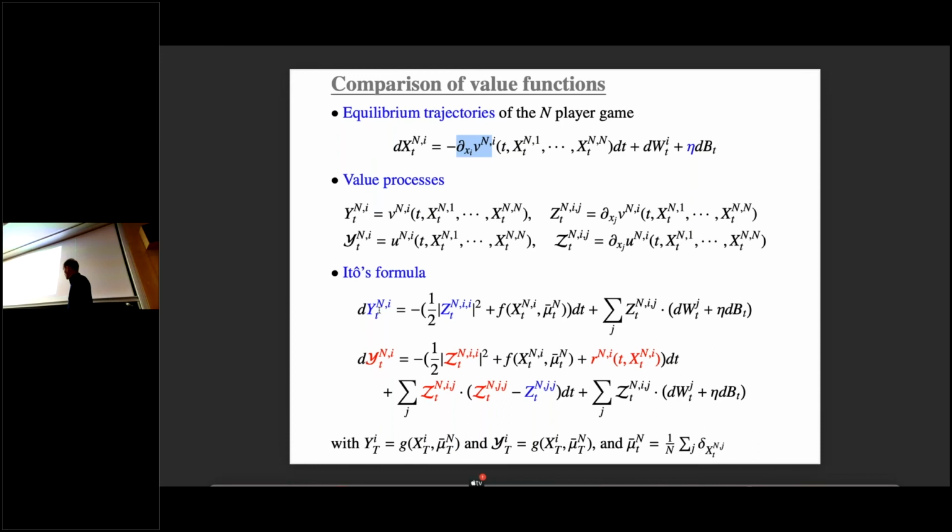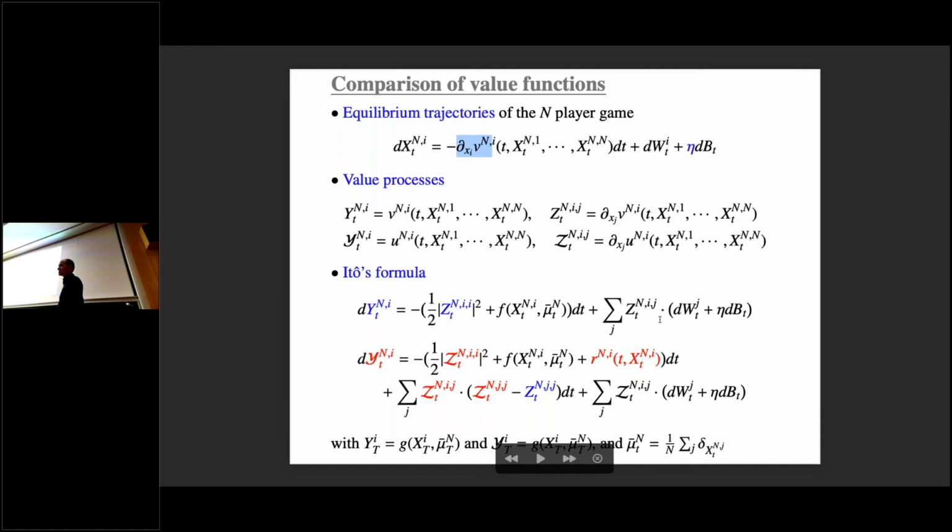When I compute the value, this is very simple. In fact, I'm just paying the kinetic energy of my control, and the kinetic energy of my control, this is the square of straight Z. Because straight Z, this is exactly the derivative. I have to be careful in the indices. I and I. The strategy is the derivative with respect to XI for player I. And I have the running cost. And then when I apply Itô's formula, I have all these stochastic integrals.